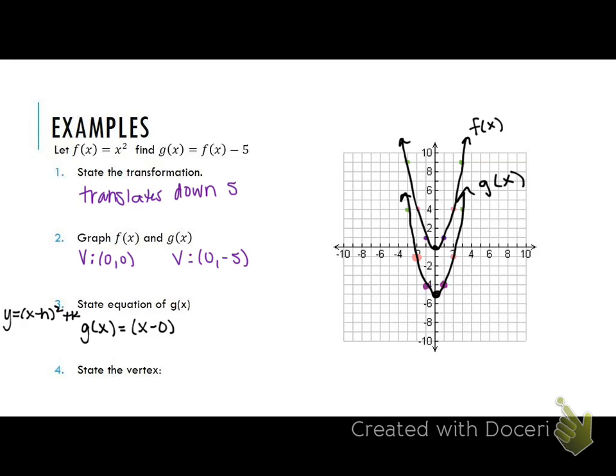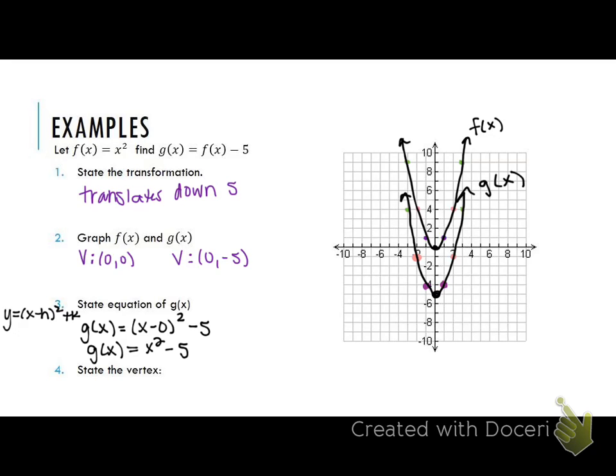Does the x always stay there? We'll talk about it. Squared. And then plus or minus. What are we going to do? Minus 5. Good, because that's your k value. So this is really g of x equals x squared minus 5.